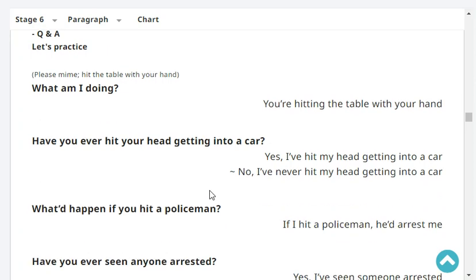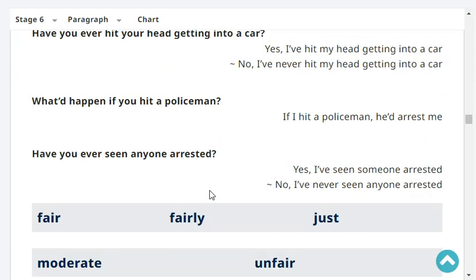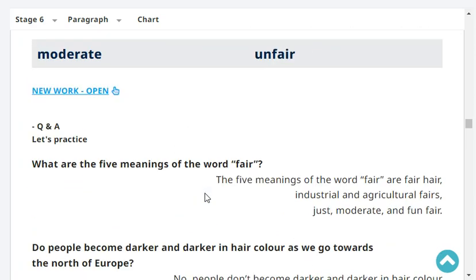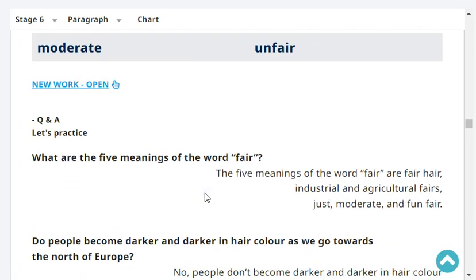What would happen if you hit a policeman? If I hit a policeman, he'd arrest me. Have you ever seen anyone arrested? Yes or no? No, I've never seen anyone arrested. Very good.